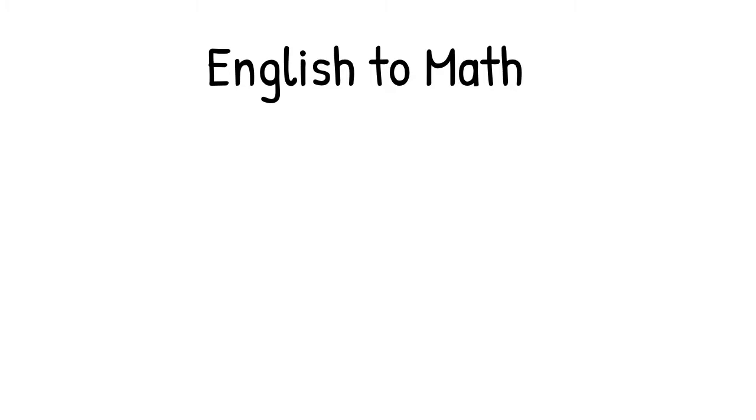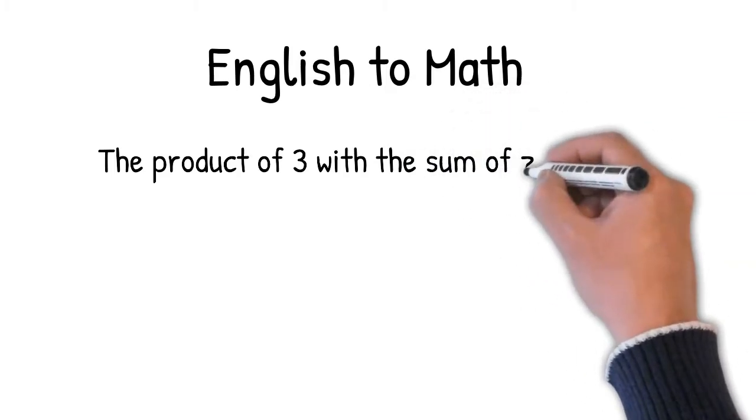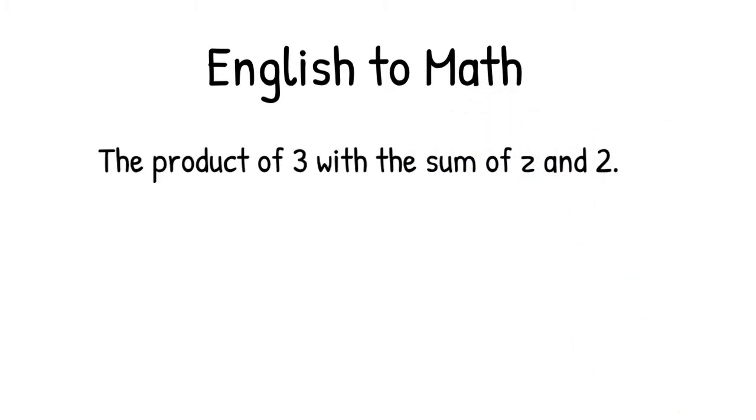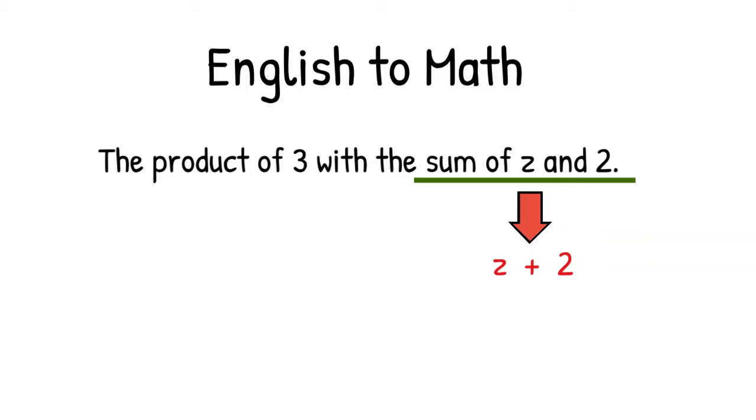Let's try another example. In English, the product of 3 with the sum of z and 2. Start from the end again. We have sum of z and 2. Sum is one of the words that means addition. What are we adding? Z and 2. So we have z plus 2.